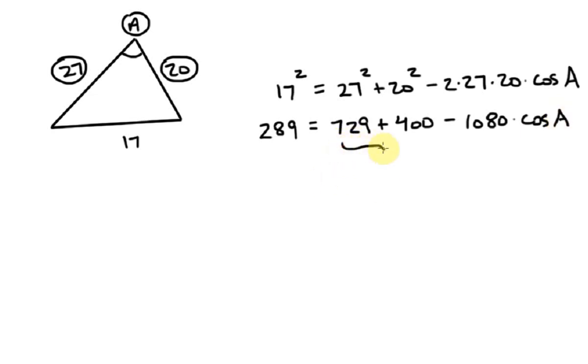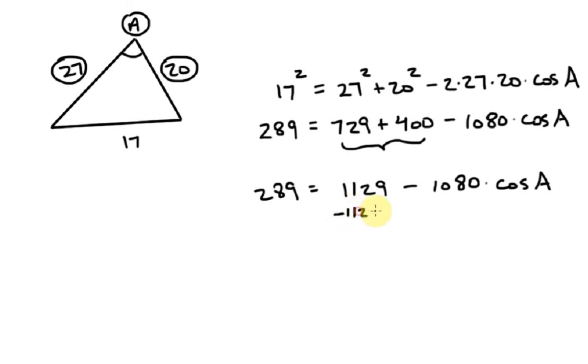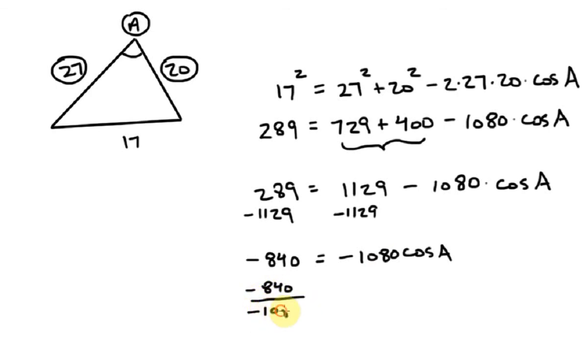Now I'm going to add these 2 numbers together. So I got 289 equals 1129 minus 1080 times cosine of angle A. Now here's the important thing. Don't try to combine these 2. It's not time yet. What you've got to do instead is subtract the 1129. Get rid of it. That leaves you with negative 1080 times cosine of A. And on this side, we're going to get negative 840. Now you can get rid of this number by dividing it. So on this side, I'm going to have negative 840 divided by negative 1080. But that equals cosine of angle A.